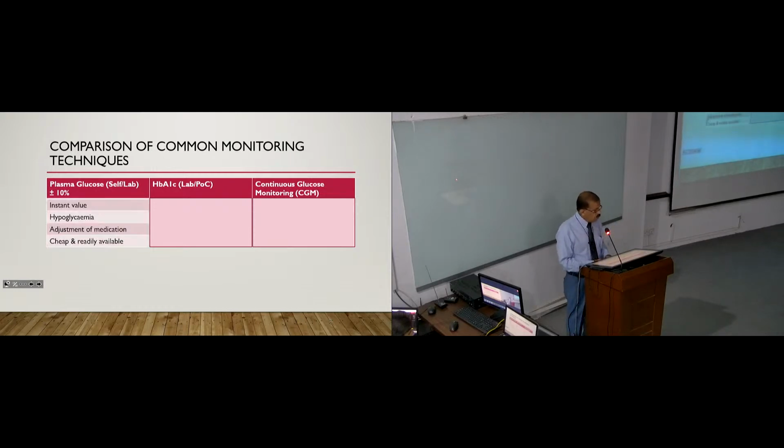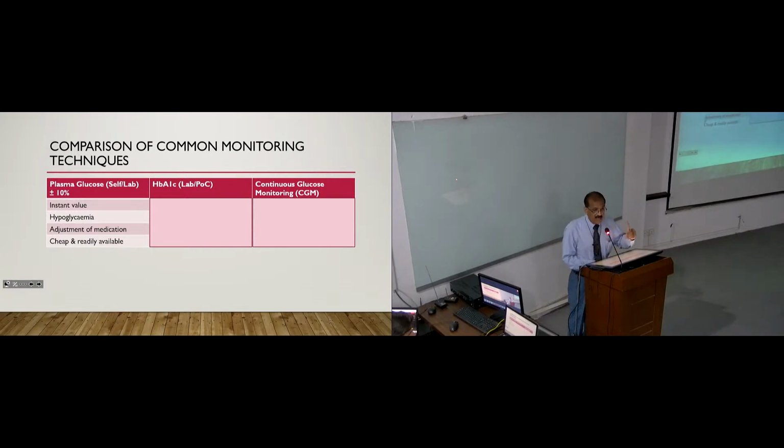Now, what is the value of plasma glucose? It gives you an instant value. If you want to know your glucose now, if you test, that will give you your current value. It can detect hypoglycemias. A1C seems to be a great test, but it cannot detect hypoglycemias. Plasma glucose will detect hypoglycemia, which is very, very important in the long-term management of diabetes.